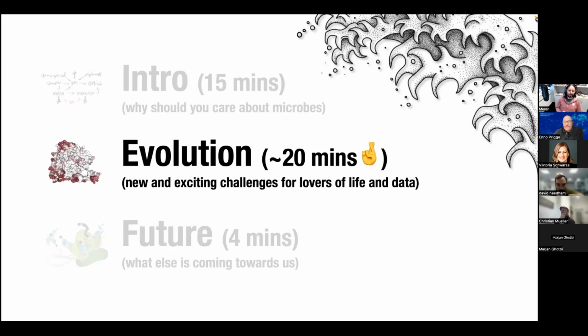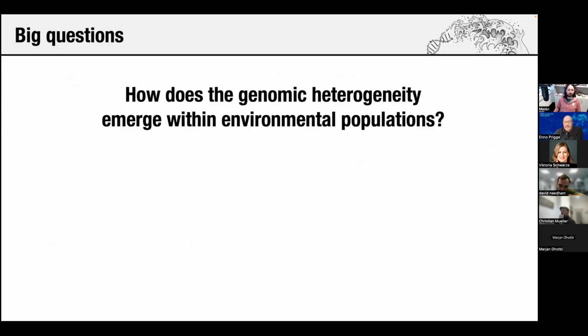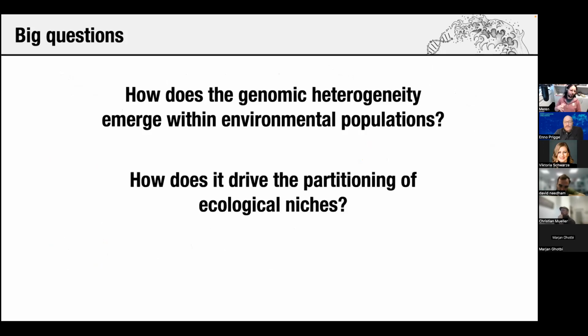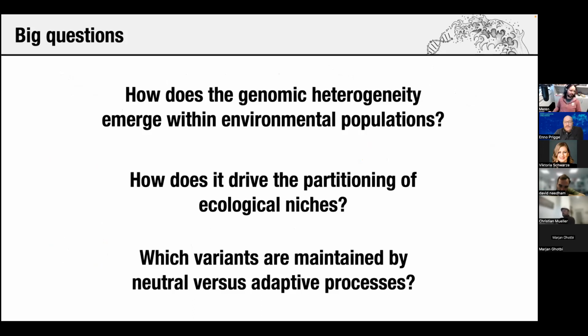Evolution is a topic everyone in life science is very excited about for good reasons. And some of the most fundamental questions for those who study evolution include things like, how does genomic heterogeneity emerge within environmental populations? How does it drive the partitioning of ecological niches? Or which variants are maintained by neutral versus adaptive processes? So these are some of the really big questions of evolution.